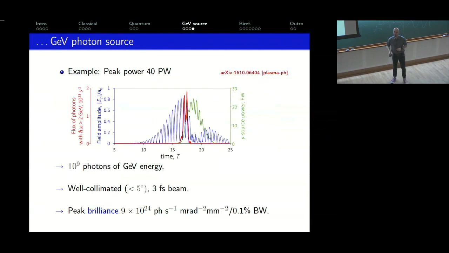Take an example of peak power 40 petawatts. Plot here is quite messy. What have we got? Blue is the laser field amplitude as it varies in time, right? And red is the flux of high energy photons coming out of your system. So what happens? You start focusing this dipole wave, the laser field amplitude grows and grows and grows. You've got no high energy photons being emitted, and then suddenly, bang, you get this peak of high energy photons coming out, and then it's gone.